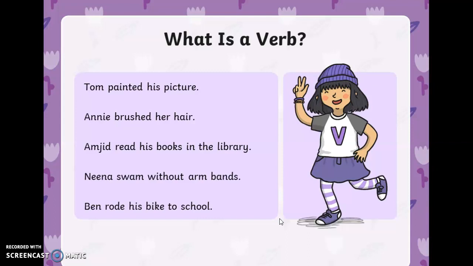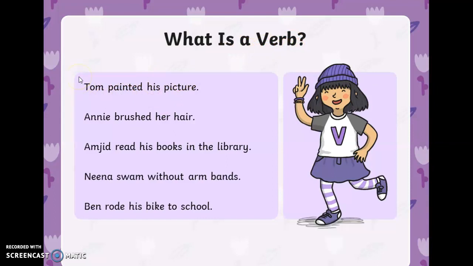So far we have learned what a noun is and what an adjective is. So if we look at the first sentence, we know that Tom, the name Tom, is a noun. A noun is a naming word. We know picture is a noun. It is a naming word. It is an object. Let's see. If we know that Tom and picture are nouns, we're left with painted and his to figure out which one of these two words is a verb.